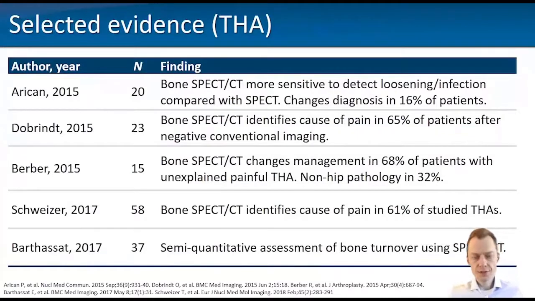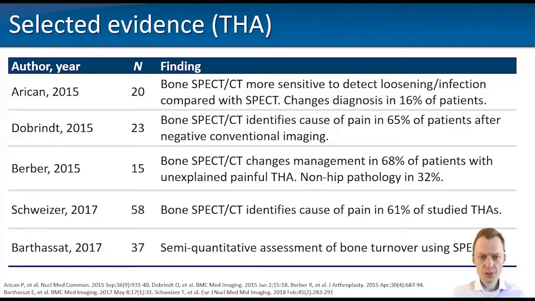So the evidence shows that bone SPECT CT is more sensitive to detect loosening and infection compared with SPECT alone, and that it changes the diagnosis in 16% of patients. SPECT CT identifies the cause of pain in 65% of patients after negative conventional imaging, and it changes the management in 68% of patients with unexplained painful hip arthroplasty. And interestingly, in 1 out of 3 of these patients, a non-hip pathology was diagnosed using SPECT CT.